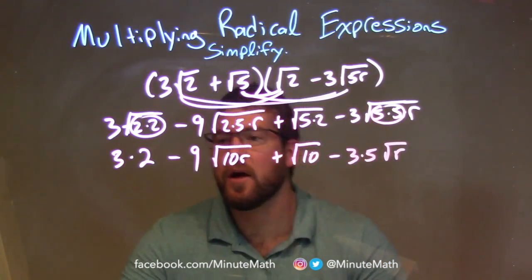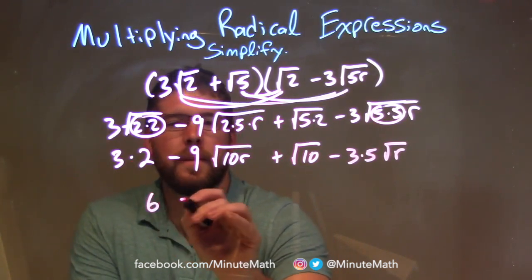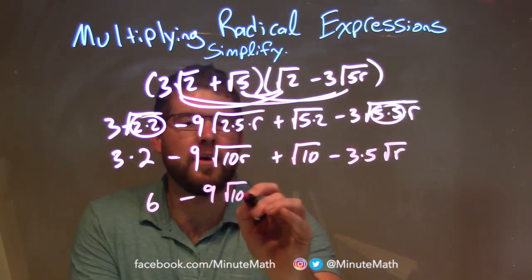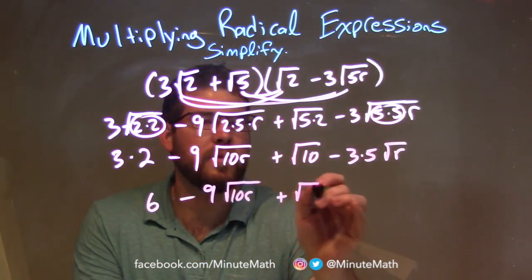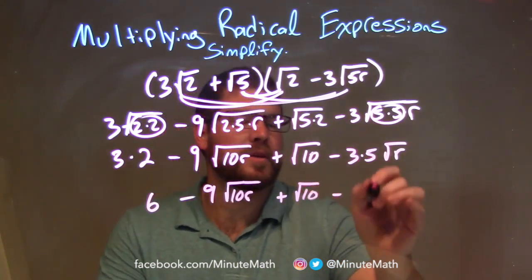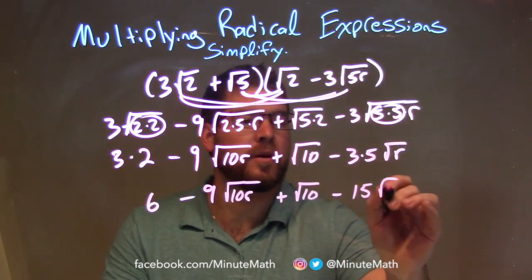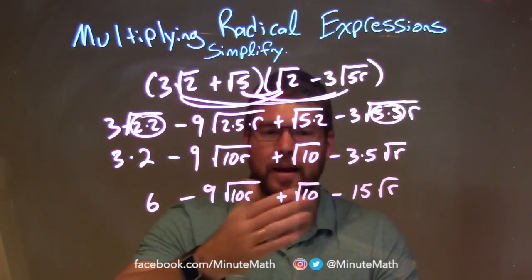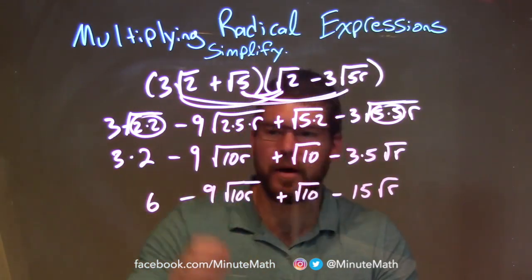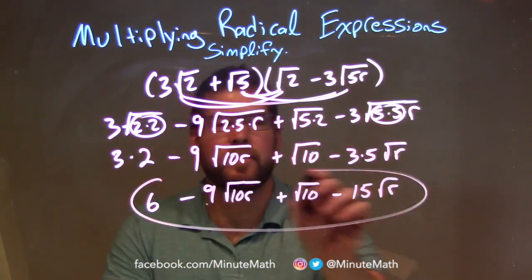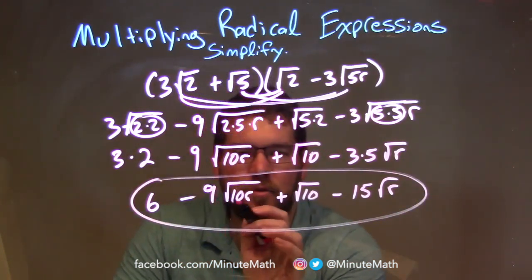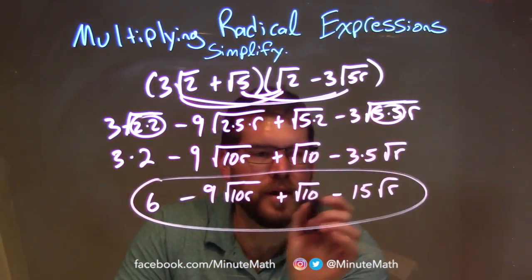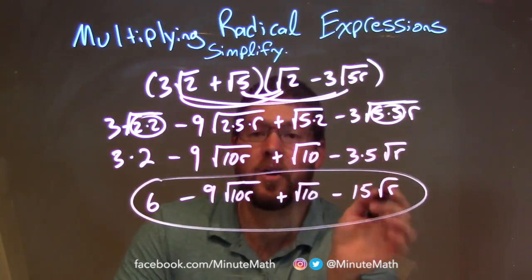So let's just tidy this up here. 3 times 2 is 6, minus 9 square root of 10r, okay, plus square root of 10, and minus 3 times 5 is 15, 15 square root of r. Since there's no square roots that are the same here, I cannot combine anything, no numbers that I can combine. So my final answer here is written as 6 minus 9 square root of 10r plus square root of 10 minus 15 square root of r.